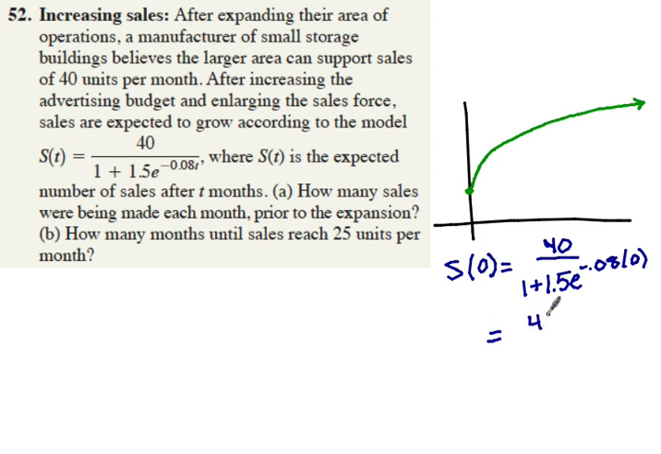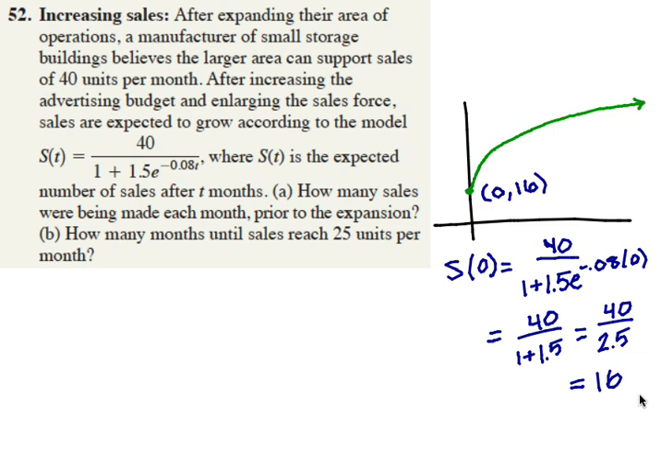Okay, so we got 40 over 1 plus, what's e to the 0? 1. So we just have 1 plus 1.5, which is 40 over 2.5, which is 16. Good. Okay, so what does that tell me? So at 0 months, you have 16 units sold. So before we even started our ad campaign, we were selling 16 units per month. That's what we're working on. Excellent. That's also kind of like our y-intercept, right? That 0 time, where we started.